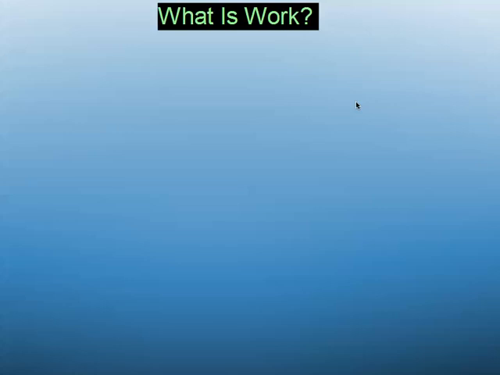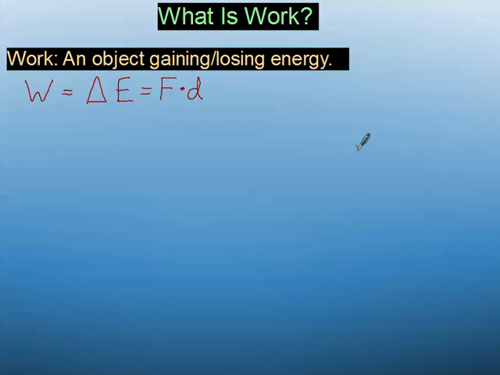Now that you know what energy is, we're going to talk about something called work. The definition of work is simple. It's how much energy an object loses or gains when there's a force applied on it. So the formula for it is simply work equals the change in energy, and it's equal to the force applied on it times the distance over which you apply that force.